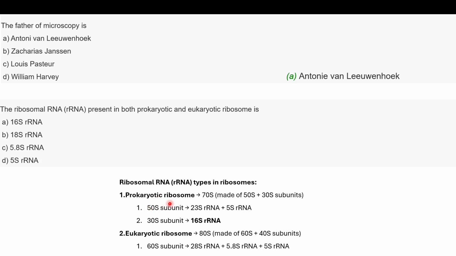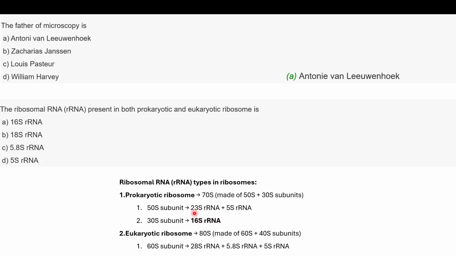So ribosomal RNA, if we talk about prokaryotic ribosomes, I was talking about the larger 50S subunit and smaller 30S subunit. Now, when we talk about the 50S subunit, it is again made up of 23S ribosomal RNA plus 5S ribosomal RNA. So this 23S ribosomal RNA is actually 2900 nucleotides long, and 5S ribosomal RNA is approximately 120 nucleotides long. And then there's the smaller subunit, which is the 30S subunit. It is made up of 16S ribosomal RNA.